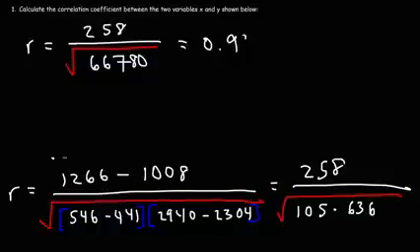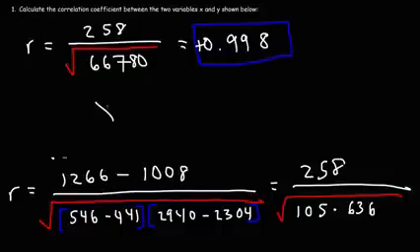of 0.998. So this r value is very high. This indicates that there is a very strong linear relationship between the x and y variables that we have in this problem. And the fact that it's positive tells us that the slope is positive, that there's a direct relationship between x and y. As x increases, y increases.